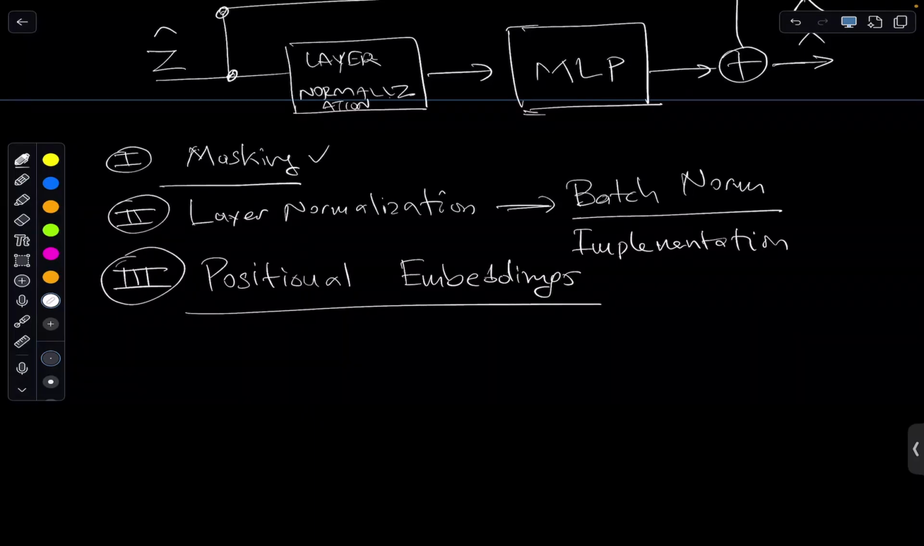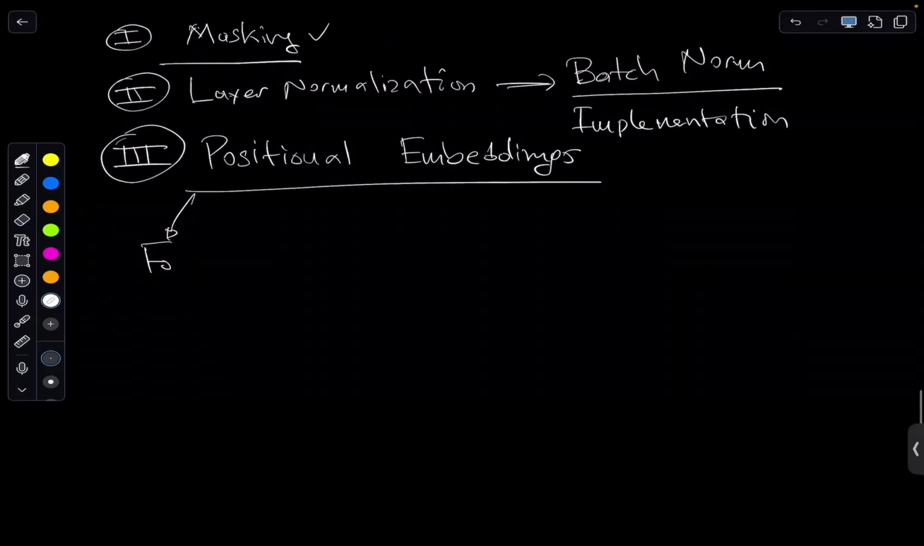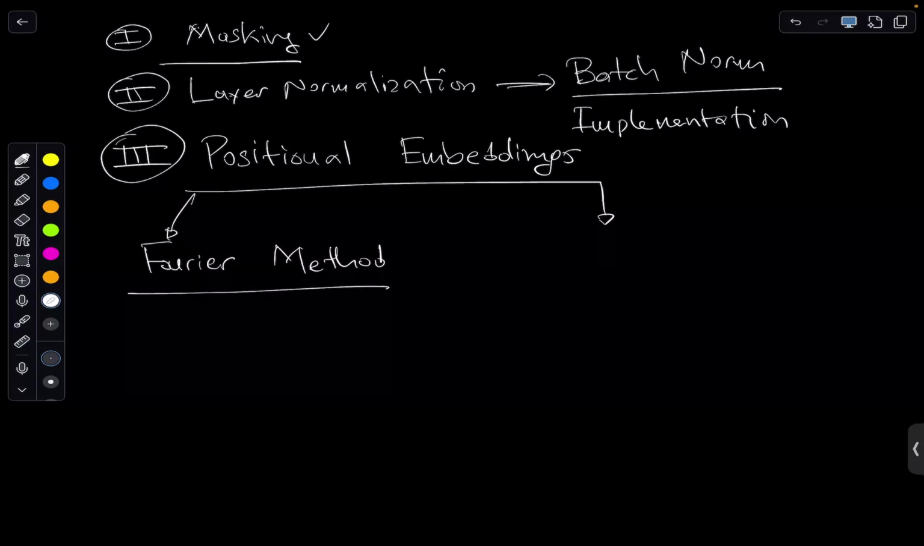And there are two forms of positional embeddings that I would like to cover. First of all, we need to understand why we need positional embeddings. And second, if we realize that we do, the first method we'll see is this Fourier method. And the other method is, I will call it the trainable embedding method.